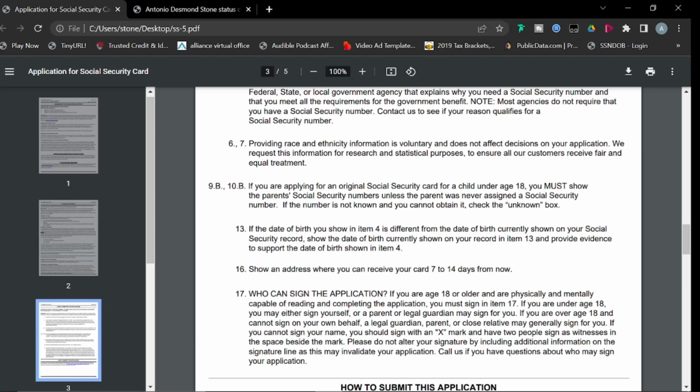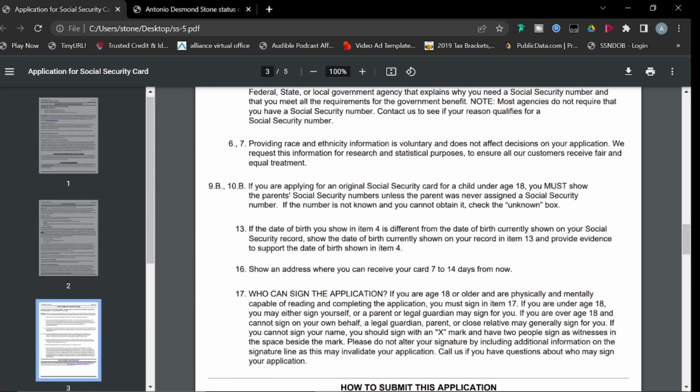If you are 18 or older and are physically and mentally capable of reading and completing the application, you must sign in item 17. And we'll go over that when we look over there. So if you are under age 18, you may either sign yourself or a parent or a legal guardian may sign for you. Okay. If you are over 18 and cannot sign on your own behalf, that's a piece right there. Behalf. You can sign on behalf of someone else.